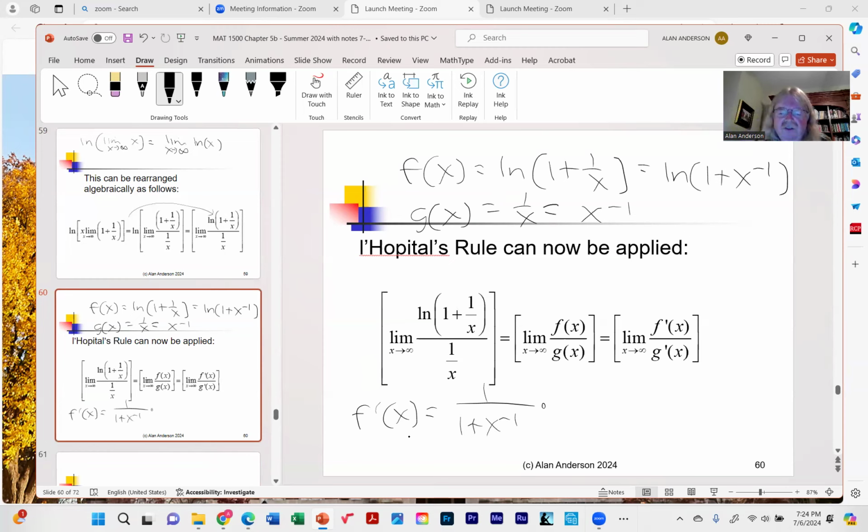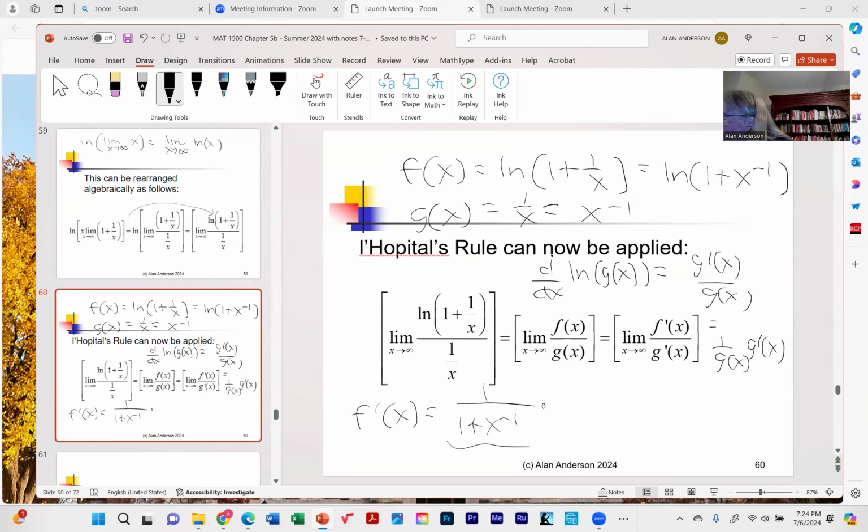Now this one's a little bit challenging because you've got log of g of x here. Remember how that works. You end up with g prime of x over g of x. So in other words, you can rewrite this as 1 over g of x times g prime of x. So this is 1 over g of x.